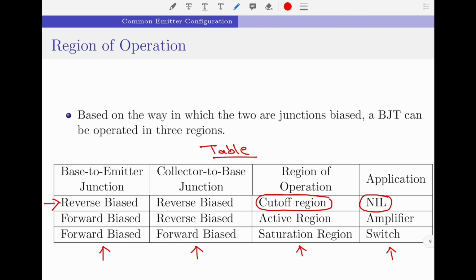Let us consider the next row now. When the base to emitter junction is forward biased, but the collector to base junction is reverse biased, the BJT operates in the active region, where it is used as an amplifier. Coming to the last row, when both the base to emitter junction as well as the collector to base junction are forward biased, the BJT operates in the saturation region, where it is used as a switch. Let us now analyze the common emitter configuration circuit for these three regions of operation.